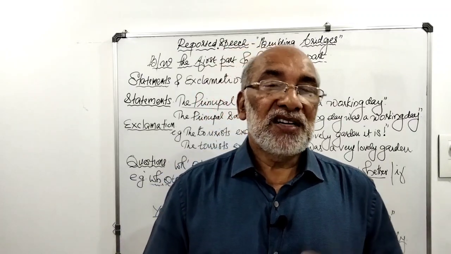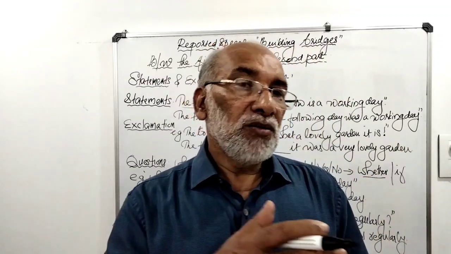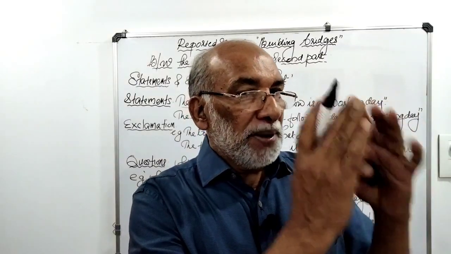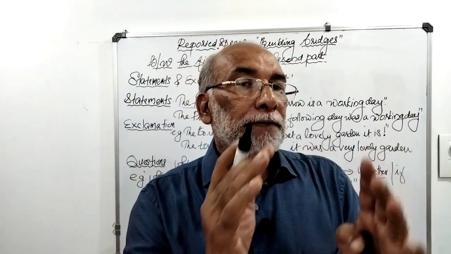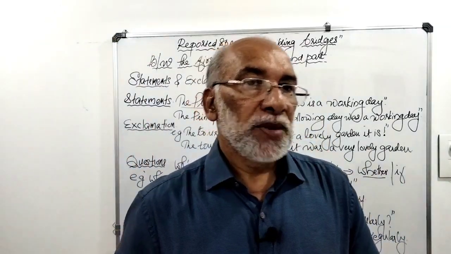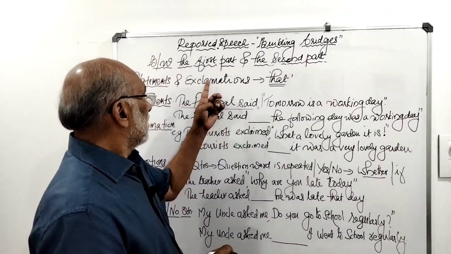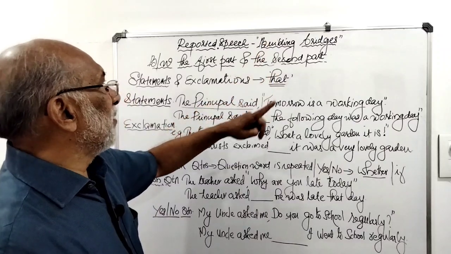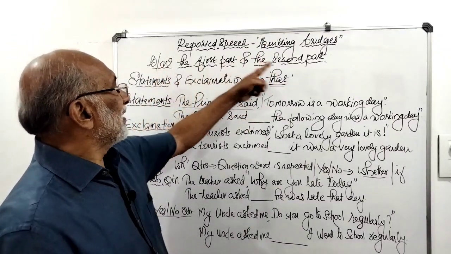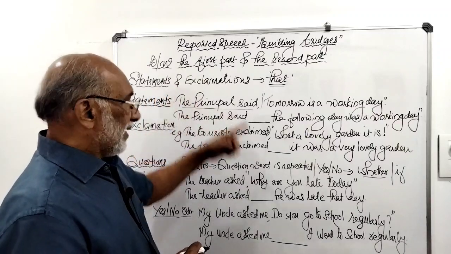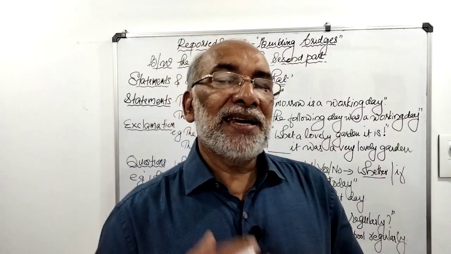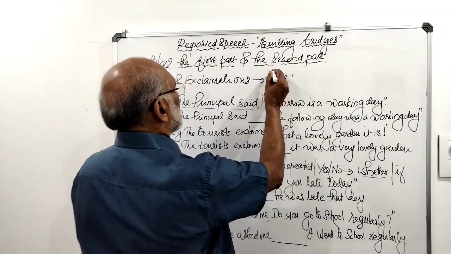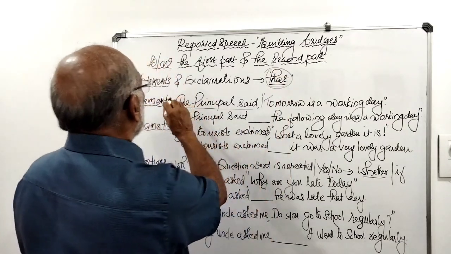Today our discussion is on how you can connect, how you can bridge the two parts, that is the part which contains the reporting verb and the part that is to be reported. Let's come to the topic. Reported speech, building bridges. The title you may find very funny. Between the first part and the second part, for statements and exclamations, we can use the same conjunction that. So the same conjunction that can be used for exclamations and statements.